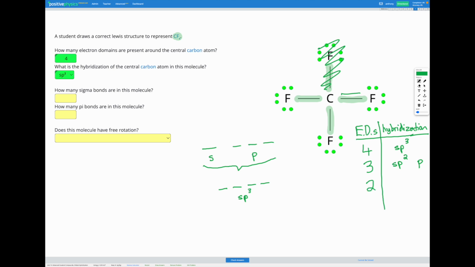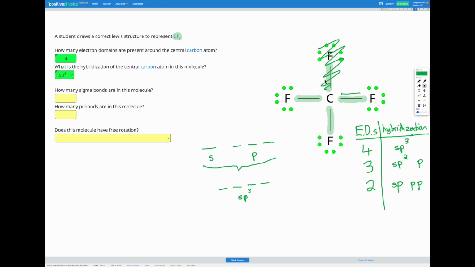Similarly, if we had 2 electron domains only, then we'd only need 2 of those sp hybridized orbitals. So there'd be the sp type made of one s and one p, and we'd be left with 2 p orbitals remaining that could be used to make 2 double bonds. So in this one, we had 4 electron domains, and therefore we had sp3 hybridization.